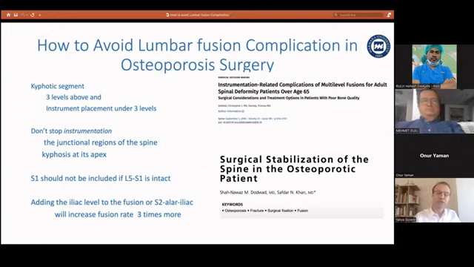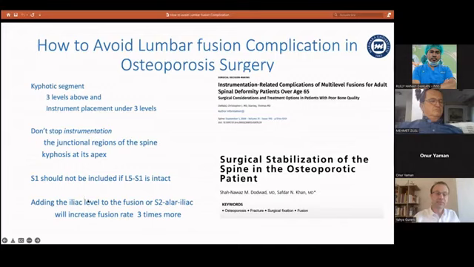And when we use these instrumentations, we are careful and we have some strategy. For example, in kyphotic segments, we use 3 levels above and 3 levels below the fracture levels, and we don't stop instrumentation in the junctional area or at the kyphosis apex. And S1 shouldn't be included if L5-S1 is intact.